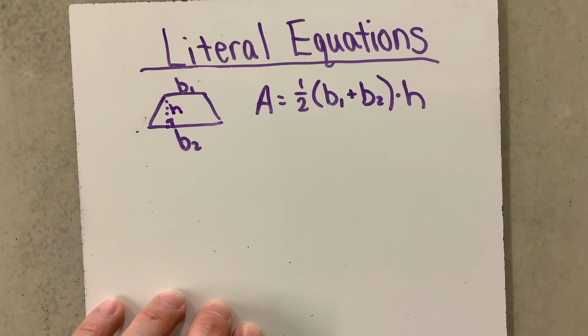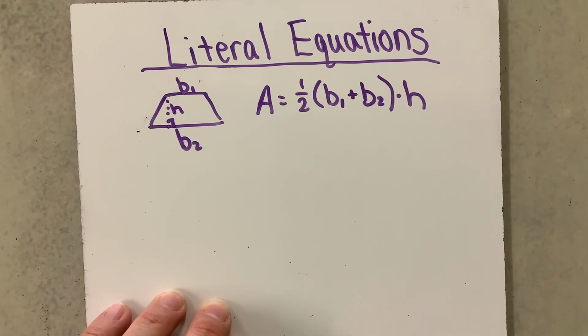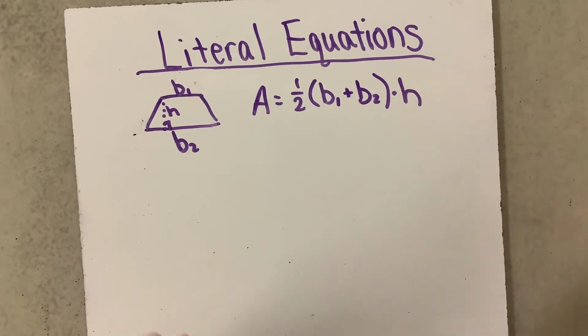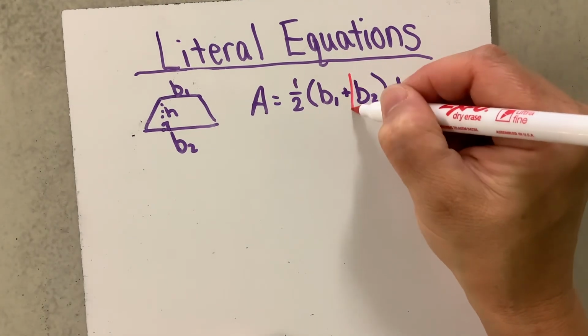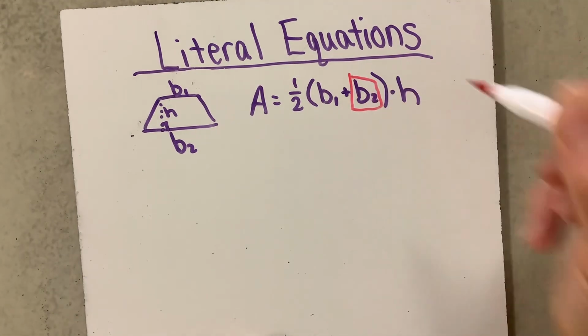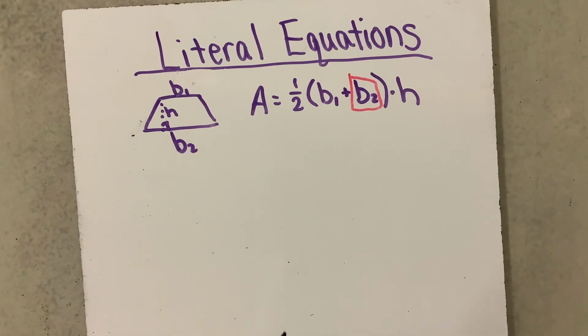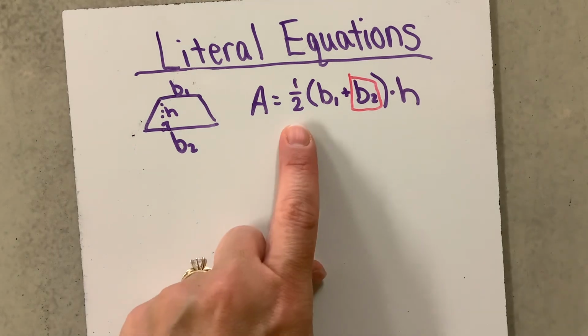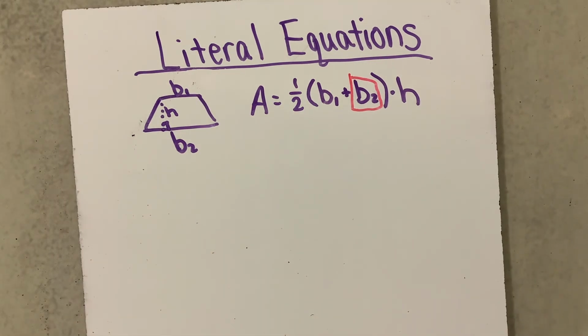Okay, but I want to solve this one for, let's say B2. Okay, he is all the way in the middle there. Okay, we're going to solve for B2. So how do we do that? All right, take it one step at a time. Let's start with this 1/2. To get rid of the 1/2, we have to do the opposite.